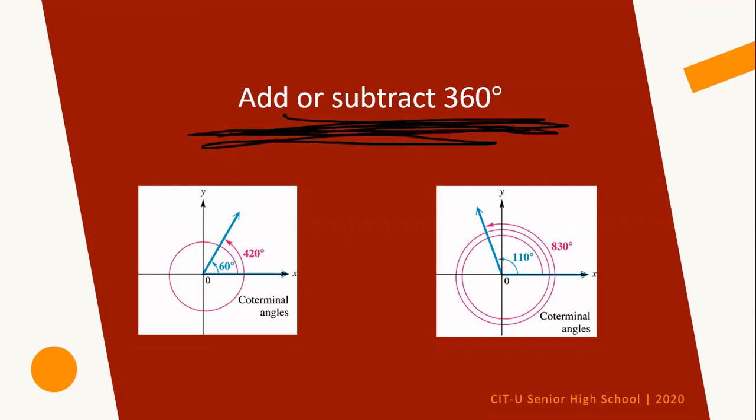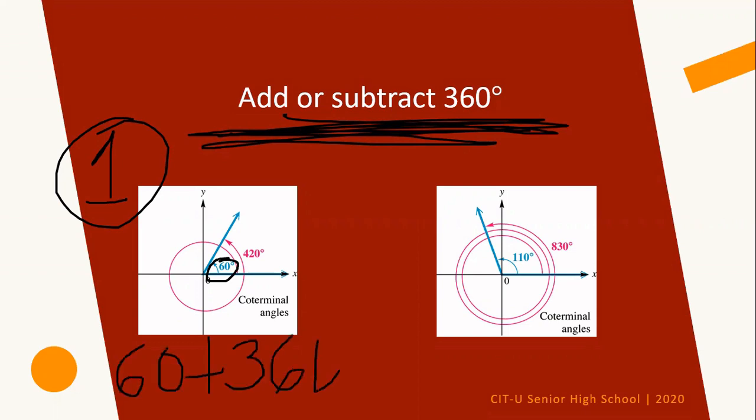Notice number 1. Example: we have 60 degrees as a given angle. Now, how do we solve for the coterminal angle of 60? We just have to add 360 to 60, and that's 420 degrees. That means that one coterminal angle of 60 is 420.